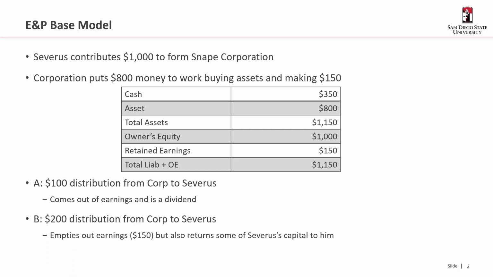What if instead it makes a $200 distribution to Severus? Well, now it's clearly distributing $150 of the earnings, but it's also returning what must have been some of Severus's own investment back to him. So it's returning a piece of his capital to him, isn't it? Because it's only generated $150 of earnings, so the only other way it could have generated money is if it's giving Severus some of his own money back.